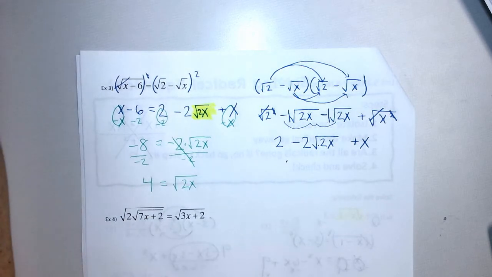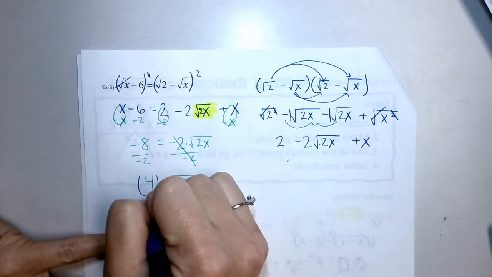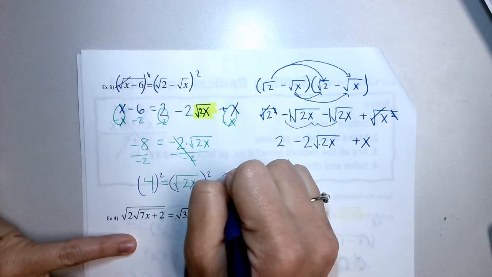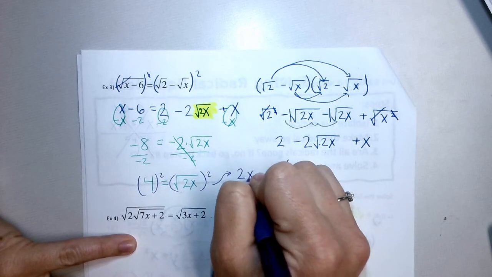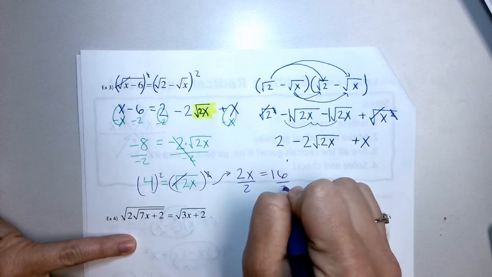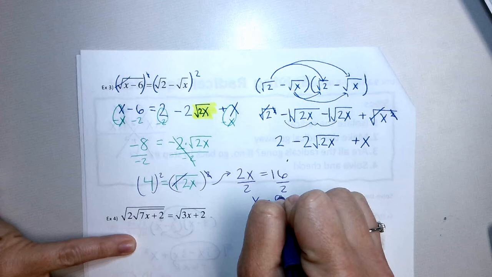How do I simplify this now? Square both sides. Yes. What's 4 squared? 16. So I end up getting 2x because the square root cancels the squared, equals 16. Divide both sides by 2 and I get x equals 8.